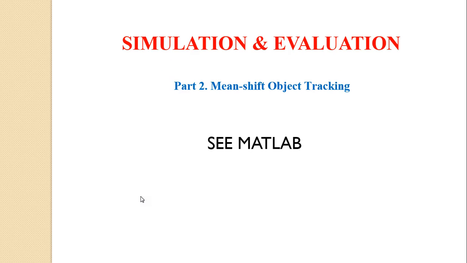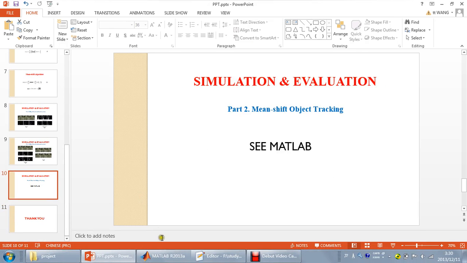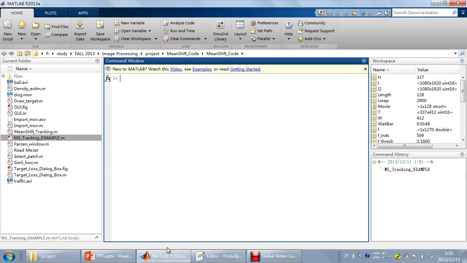Part 2 is the result of mean shift object tracking. I will use MATLAB to show the results. In this part, I will implement single object tracking using the mean shift method. I will use 3 video samples to run the program and compare them with each other.